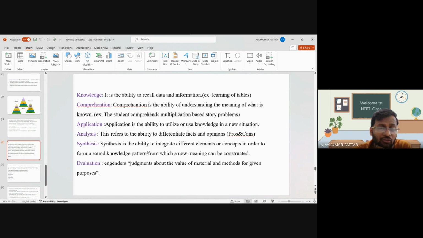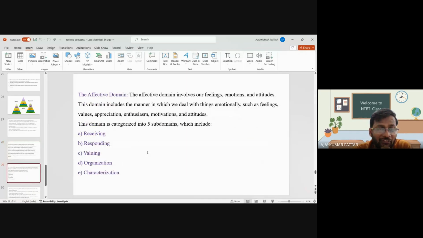Or if you wait for 5 minutes, I will briefly summarize the next slides. That may help in the next class. I will just summarize the next domains briefly. The next one is the affective domain. Affective domain means this domain involves feelings, emotions, attitudes. Then this is called an affective domain.